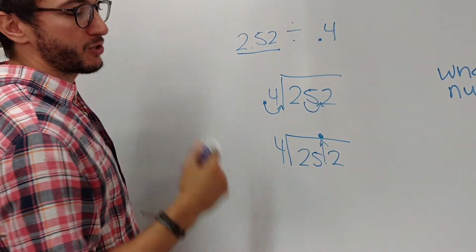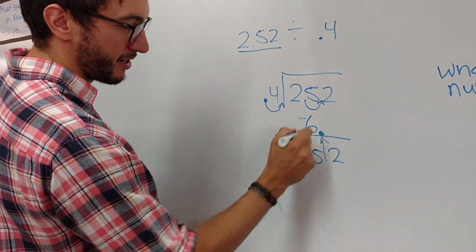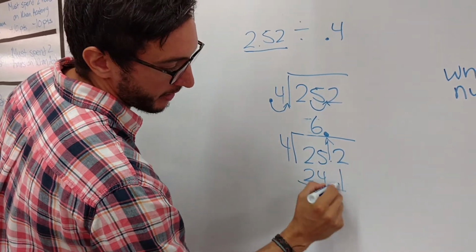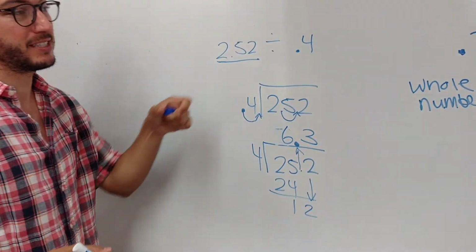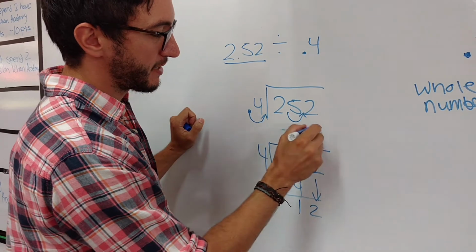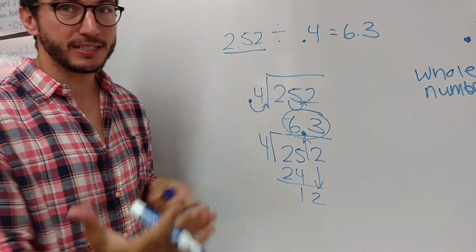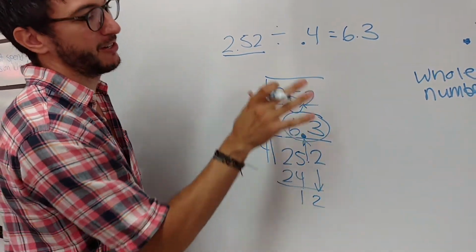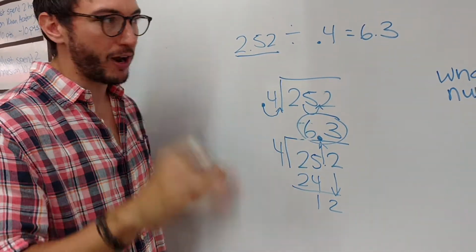Now, 4 goes into 25, 6 times, which gives me 24. Bring down the 1, bring down the 2. 4 goes into 12 3 times, so that means 0.4 goes into 2.52, a total of 6.3 times. And you're probably asking, do I need to move the decimal back somewhere? No, the answer to this problem is the same answer as the answer to this problem. So whatever you get here, you're good to go, you're ready.